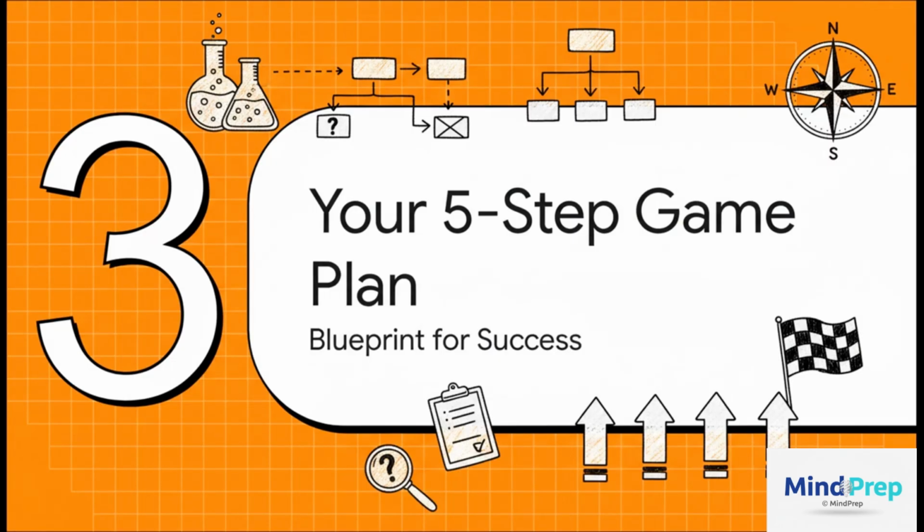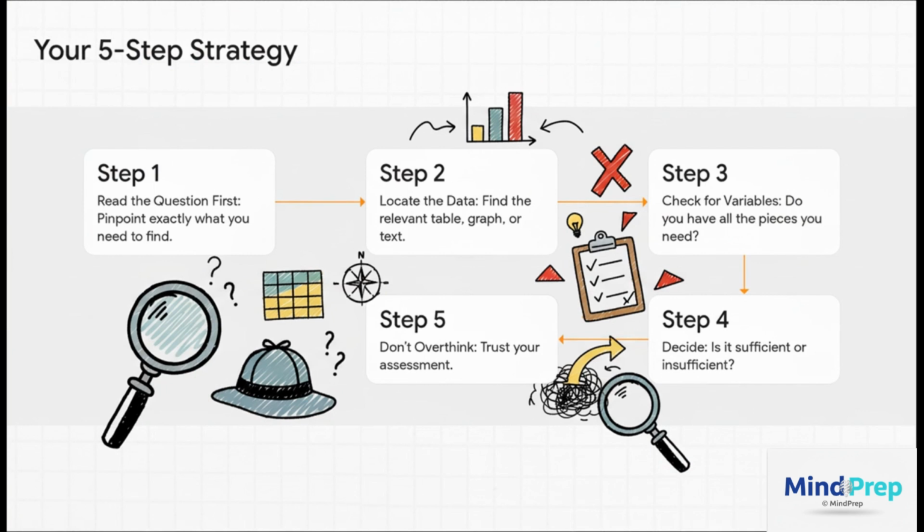All right, so now that you know what to look for, you need a process you can repeat, a solid game plan you can use on every single question without even thinking about it. So here it is. This is your blueprint for success. This 5-step strategy is going to be your new best friend. Step 1 is absolutely crucial. Read the question first. Know exactly what you're looking for before you even look at the data. Then step 2, find the right table or graph. Step 3 is where you put on your detective hat. Check for all those red flags we just talked about. Do you have all the pieces?